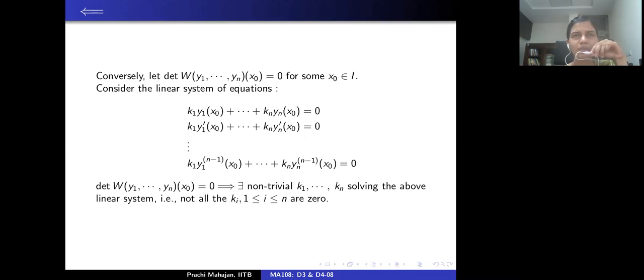Now, what are we required to show? We are required to show that y1, y2, ..., yn are linearly dependent. So we are looking for some constants which will give that relation between y1, y2, ..., yn. But we have only been able to show that there exist k1, k2, ..., kn, not all zero, which satisfy the first equation at the point x0. So what do we do at this point? Much like what we did for the second order case, we will cook up an appropriate initial value problem and then appeal to the existence and uniqueness theorem.